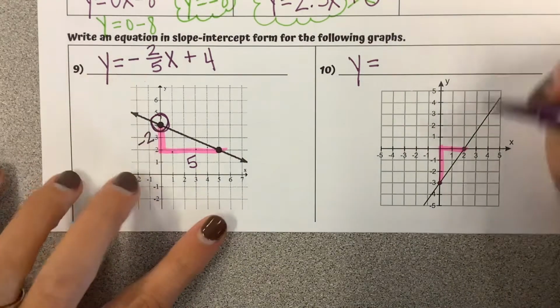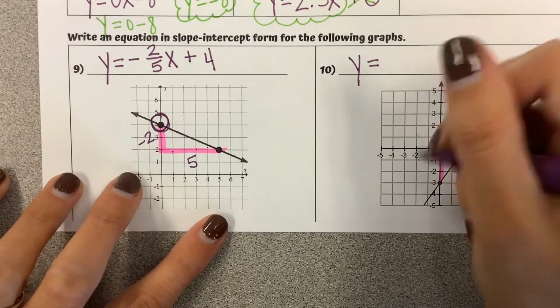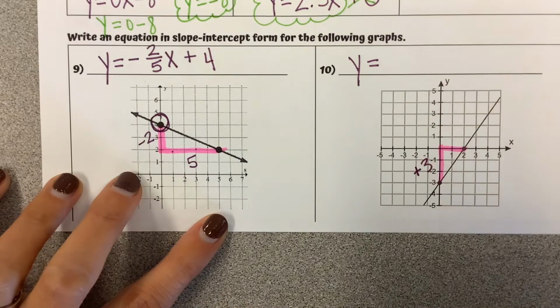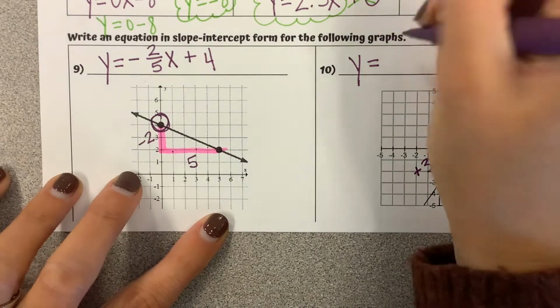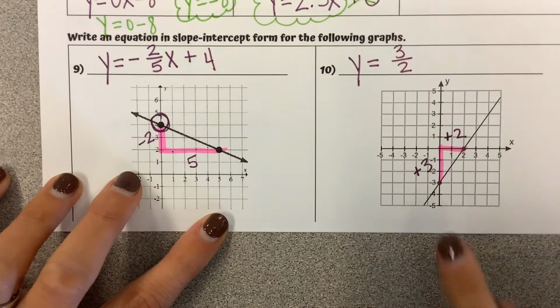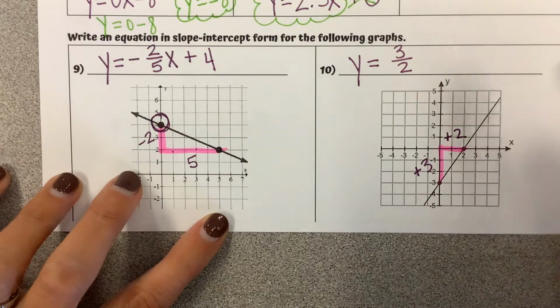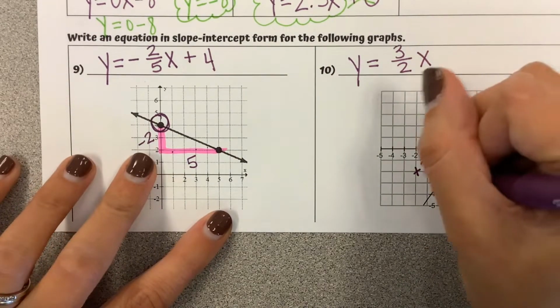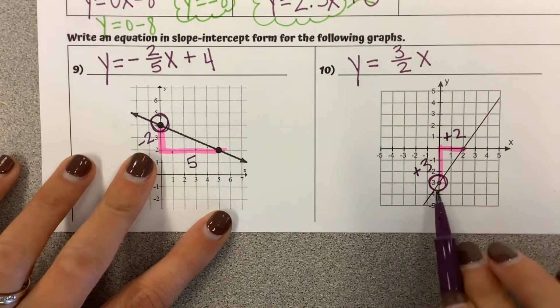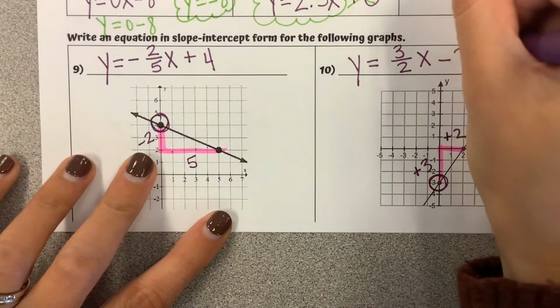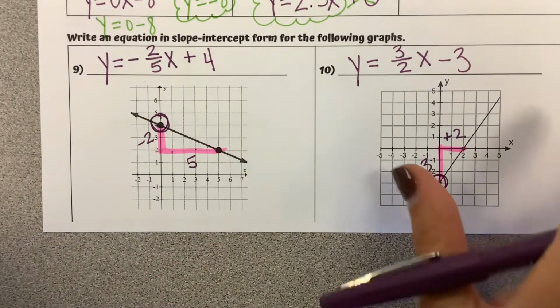For the rise, we're going up 3, so plus 3. And we're going 2 to the right, so positive 2. They are both positive. 3 over 2, it's going to be a positive slope, which makes sense. As we go to the right, our number gets bigger. So 3 over 2x. Where does it intercept the y-axis? It intercepts at negative 3, so minus 3 for our y-intercept.